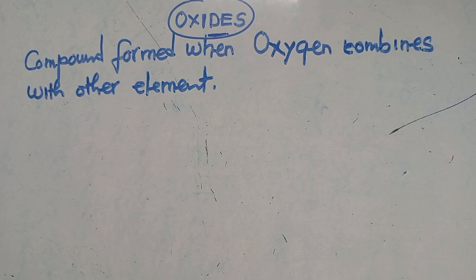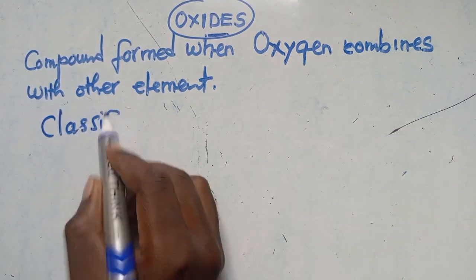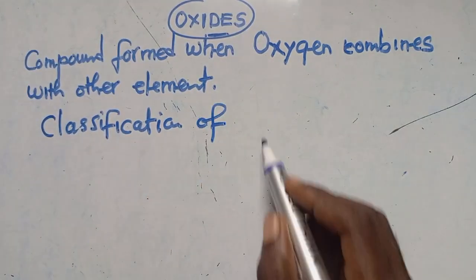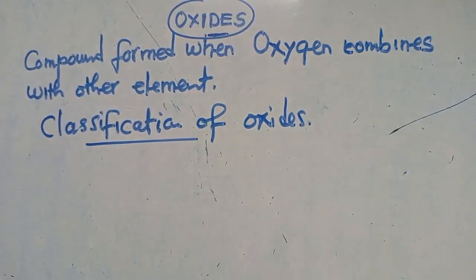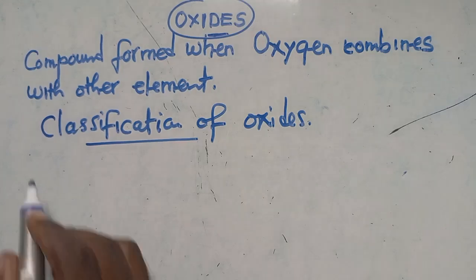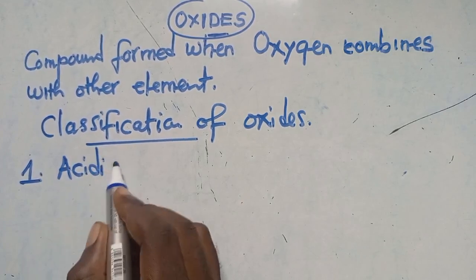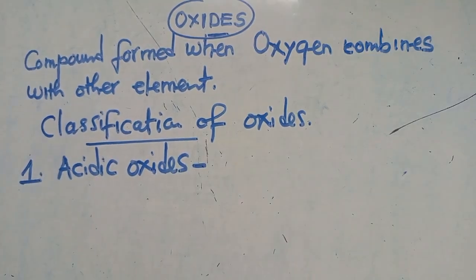So these oxides are put in classes. They are what we call classification of oxides. It's very important for you to know this. Classification of what? Of oxides. They are put in classes, and first of all, we have acidic oxides. If I tell you, give me two examples of acidic oxides, you must be able to give me those examples.